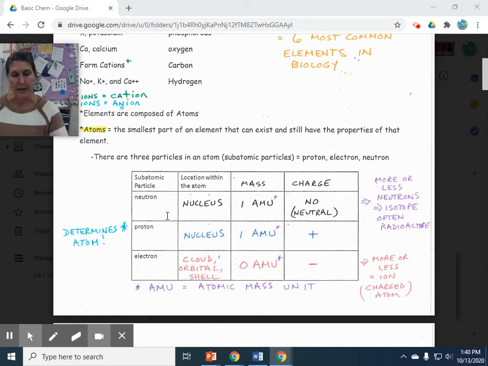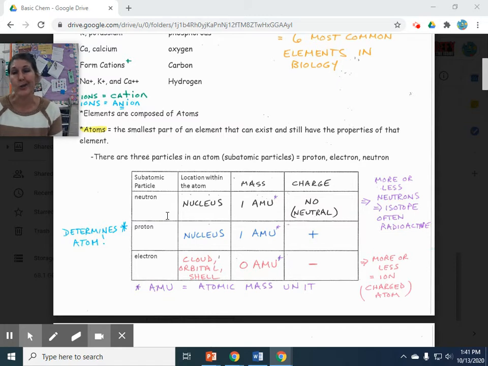So if you think of a big baseball stadium, and you put a dime right on second base, and you say that second base represents my nucleus, that second base is going to have all your mass. But taking up all the space, the infield, the outfield, all the stands, is where those electrons are going to be found. So the electrons are taking up all the room within that particular atom, even though the mass is within that nucleus.